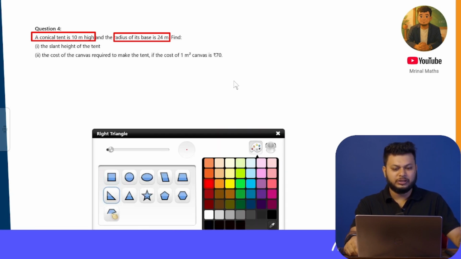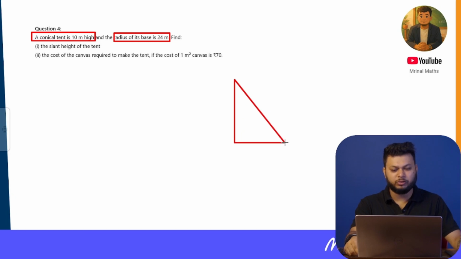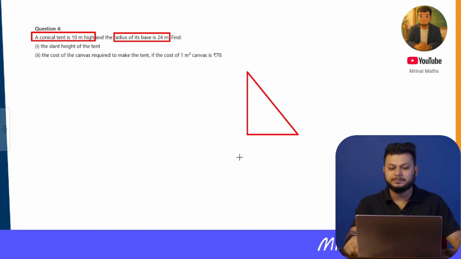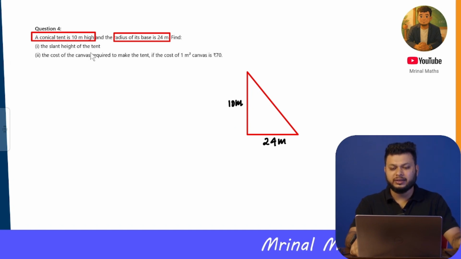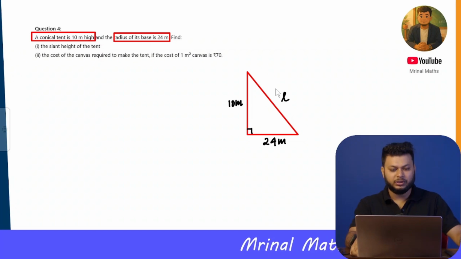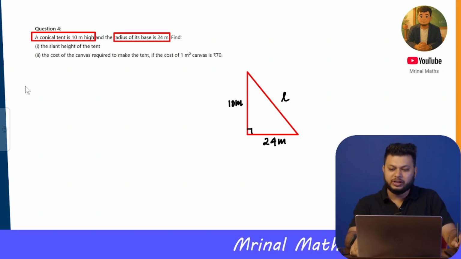As you know, the basic figure from where the cone originated was a right triangle. Here in this question, they have given the radius. So the radius is 24 meter. No, the height, the perpendicular height is given as 10 meter. For finding the slant height of the tent, which is L over here, you see clearly we can use the Pythagoras theorem for solving it out. Since it is a right angle triangle, we can use this formula.